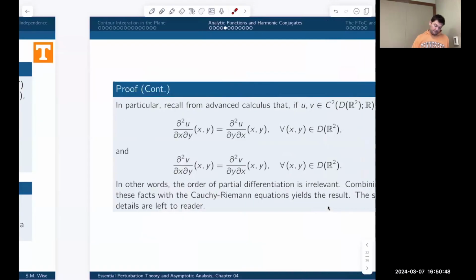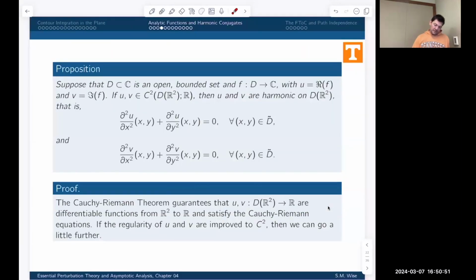The Cauchy-Riemann equations guarantee that U and V are differentiable functions. Actually, that's not the way we want to use that, because F is not assumed to be analytic. But what we know is if these are the real and imaginary parts of a function, and since U and V are C2 functions, then the Cauchy-Riemann theorem does kick in, and we know that the Cauchy-Riemann equations have to be satisfied.